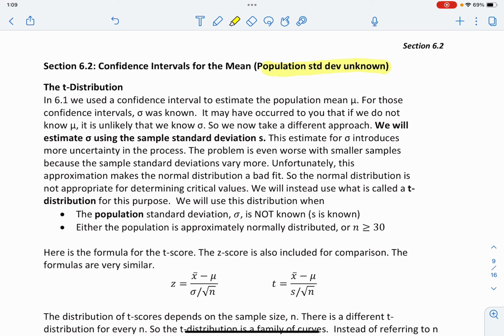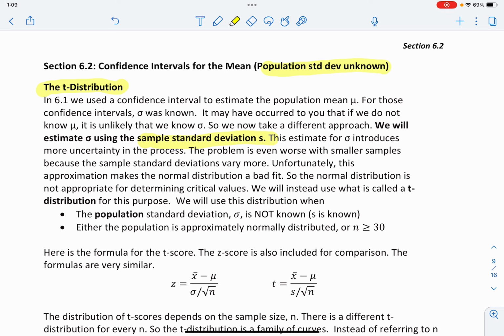What we have to use, though, in this case, is a different distribution. It's called the t distribution. There's lots of information here you can read through about the t distribution, but the key is when you use it, we'll be using that sample standard deviation S, right, instead of the population standard deviation sigma.